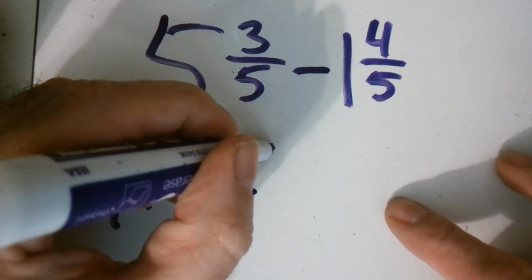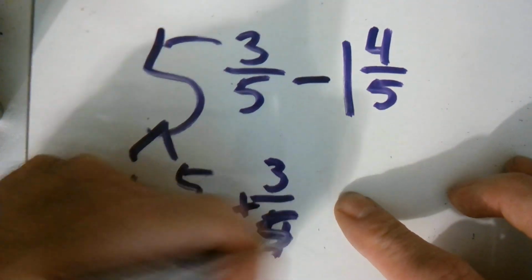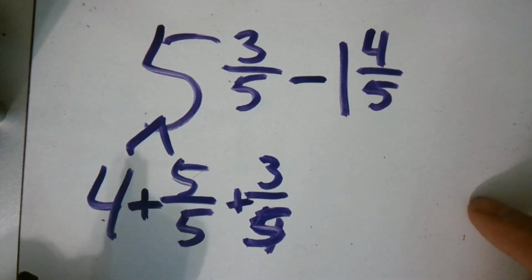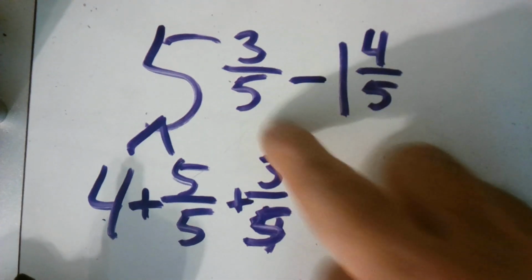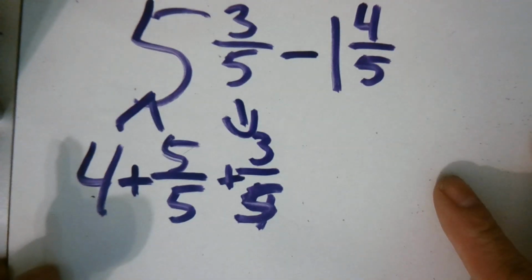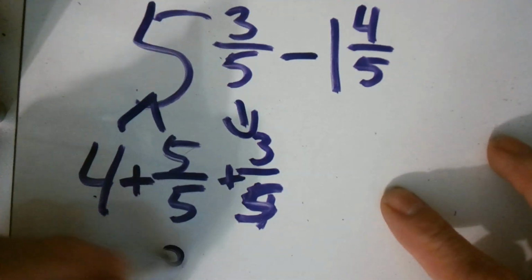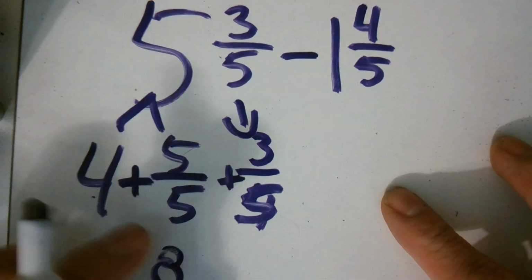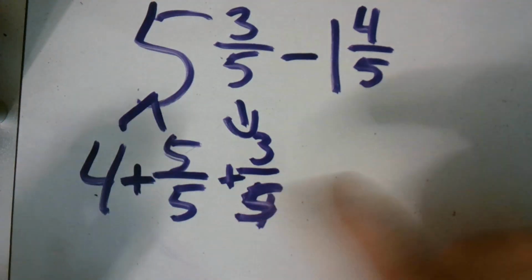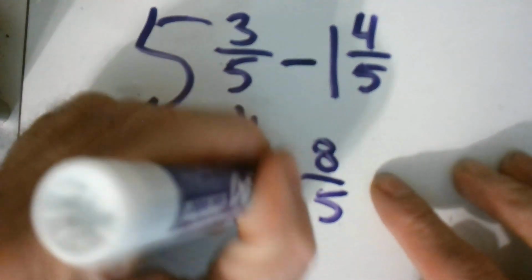I still have 3/5. I didn't change that. I changed a fifth. Okay, I changed this. I didn't change this, so that stays the same. So 5 plus 3 is 8. Running out of room here. 5 plus 3 is 8 over 5. And I had my 4.